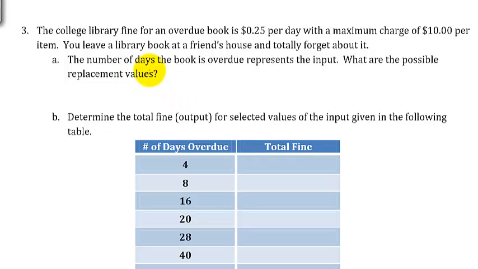So this is calculating a fine, and so one replacement value could be 0, so that's the very smallest. You can't really have a book overdue a negative number of days, so negative numbers wouldn't be there, and they're going to be whole numbers, so 0 and then 1, and then you could have the book be overdue by 2 days, and then 3 days, and then you could just keep on going up.